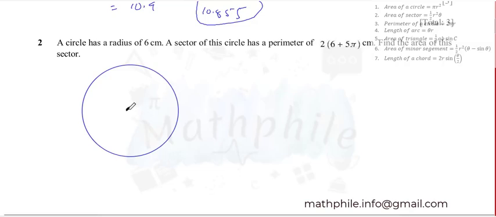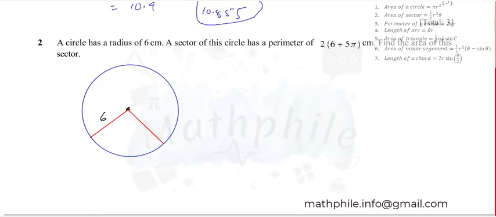So there's my center, and let's try to get the sector itself. Okay, so that's what we are talking about. We're told that the radius of the circle is 6. Let's put it there. And the perimeter of the sector is 2(6 + 5π). So basically the perimeter of a sector is talking about the total length around the shape.